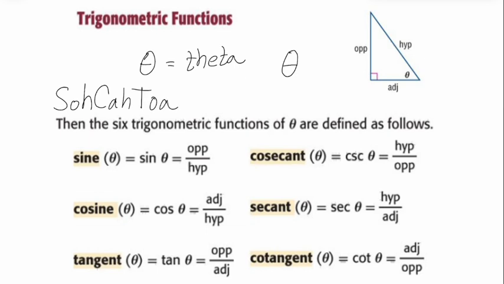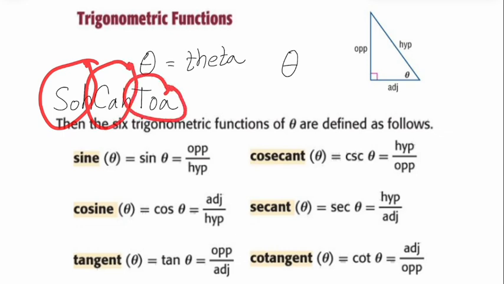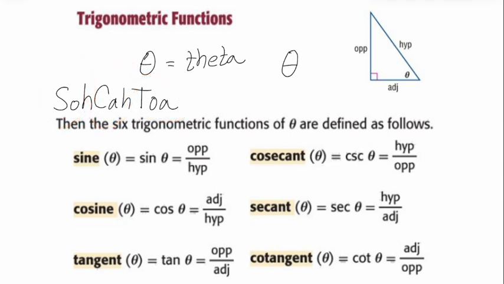The sine is opposite over hypotenuse. The cosine is adjacent over hypotenuse. The tangent is opposite over adjacent. SOH-CAH-TOA. It's this very silly but very effective way to have those memorized. You have to have those memorized. Those eventually will be on a memorization quiz.